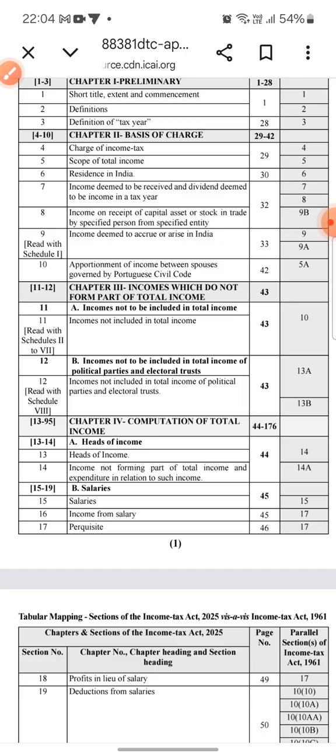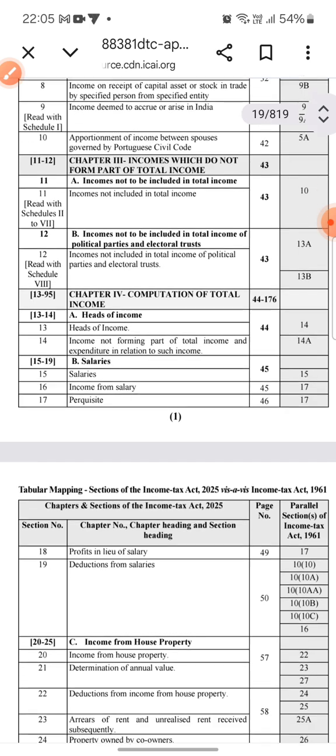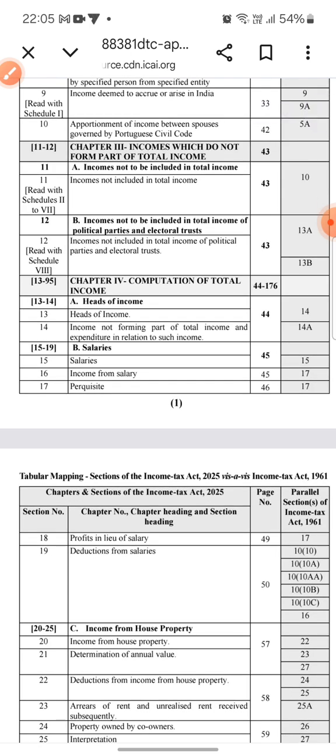Income not to be included in the total income of political parties and electoral trusts was earlier governed by sections 13A and 13B, and now it is section number 12, with Schedule 7. In the chapter on computation of total income, heads of income is now section number 13. Section 14 covers income not forming part of total income and expenditure in relation to such income, earlier section 14A. Then salaries, section 15, income from salary.